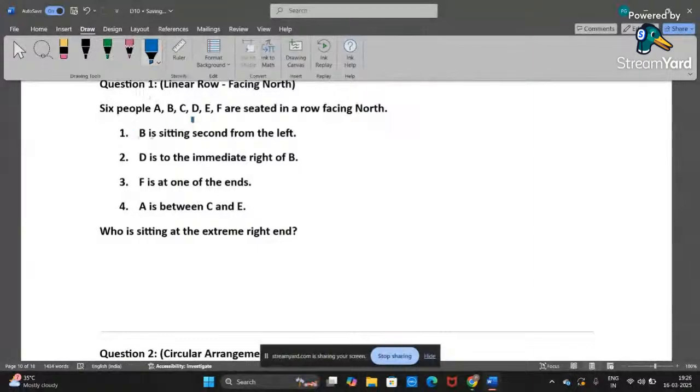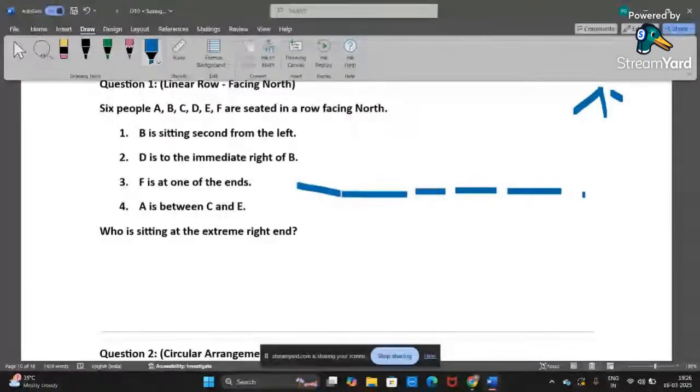Six people A, B, C, D, E, F are seated in a row facing north. North means this direction, right? So six are seated in a row facing north. B is sitting second from the left. The left is here, right? So first left is here, second left is here.